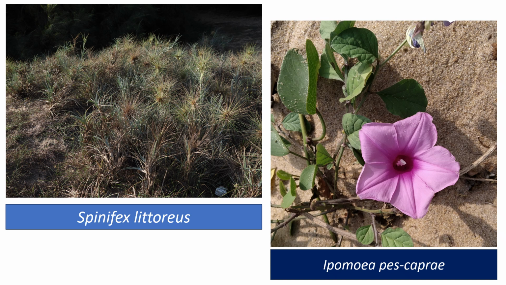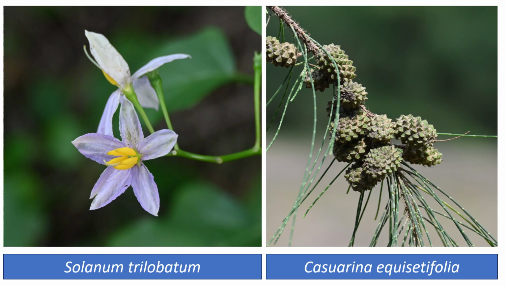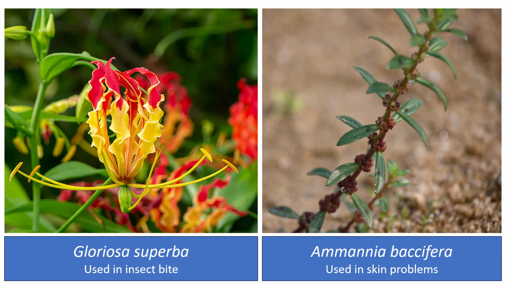So the first one is Spinifex littoreus. You will find it in both the vegetations. Ipomoea pes-caprae, you will find in both the areas. Solanum trilobatum, Casuarina equisetifolia, Gloriosa superba, Ammannia baccifera. All these species you will find in both the vegetations, and it's very important. So when it comes to threats, let's see what are the important threats that we should consider.